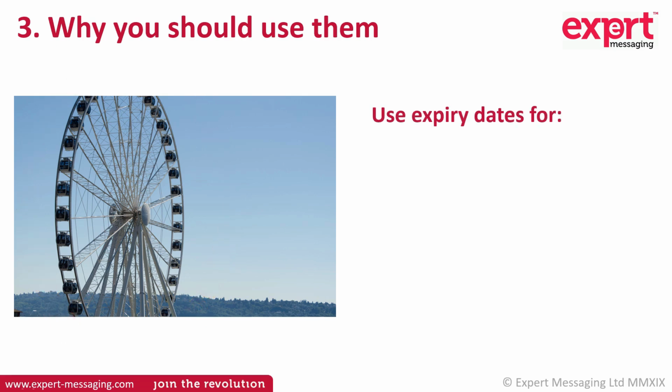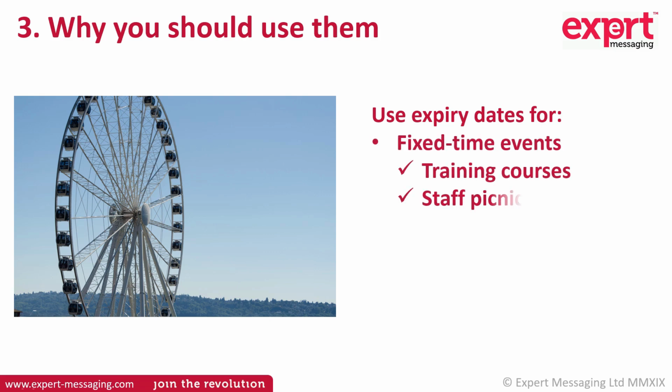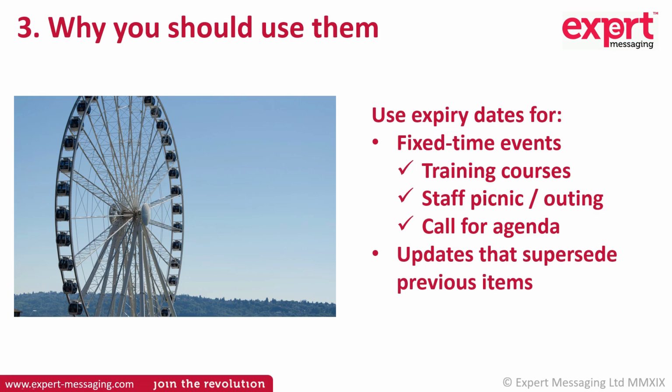Use expiry dates for emails referring to fixed times, like training courses, the staff picnic, or maybe requests for agenda items for a specific meeting. Also, if your organization has regular updates, like weekly sales figures or production figures, any later update renders earlier ones redundant, then they should all have expiry dates.